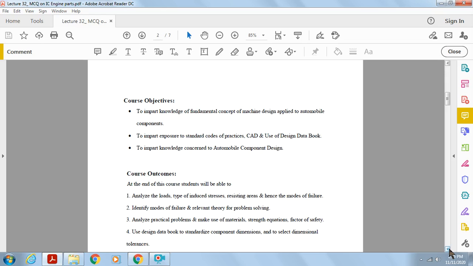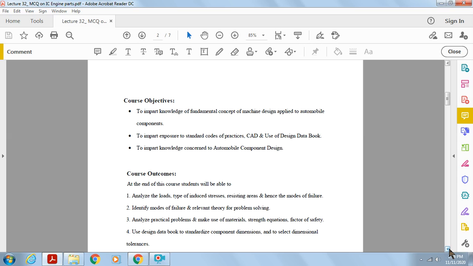Start with the course objectives: to impart knowledge of the fundamental concepts of machine design applied to automobile components, to impart exposure to standard codes of practice, CAD and use of design data book, and to impart knowledge concerned with automobile component design.